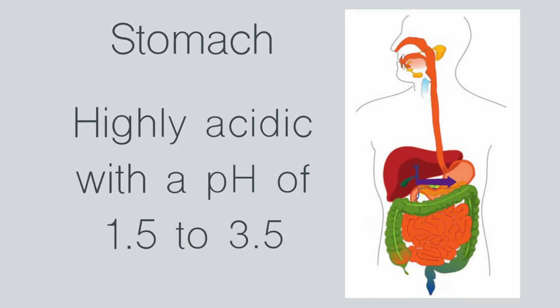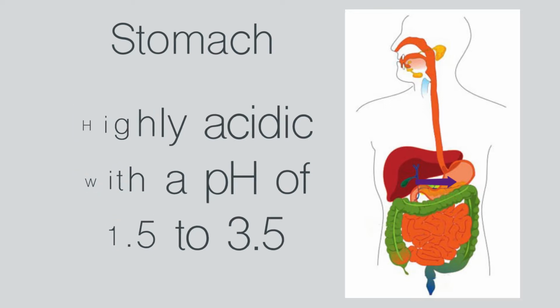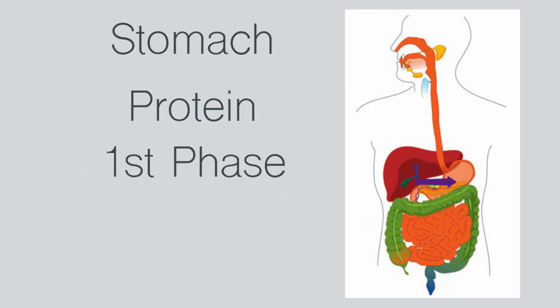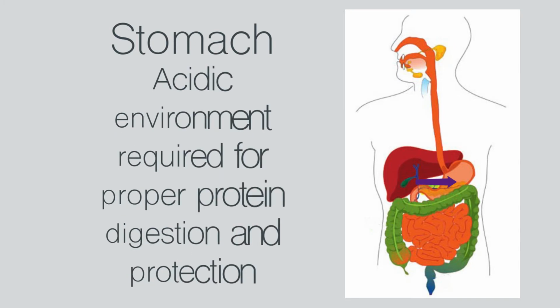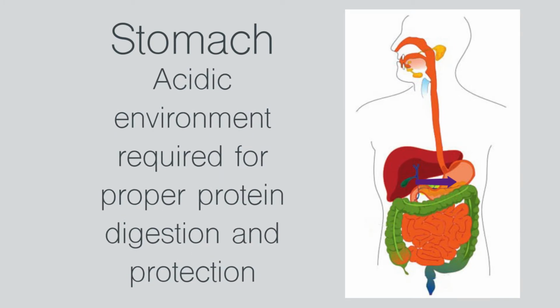The stomach is a highly acidic environment, and it is also the location for the first phase of protein digestion. The high acidity actually activates the enzyme pepsin, which is responsible for protein digestion. Without this high level of acid, we would not be able to digest protein properly, and it is also one of the lines of defense against pathogens that enter the digestive tract.